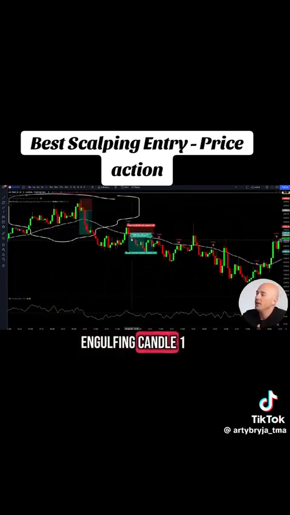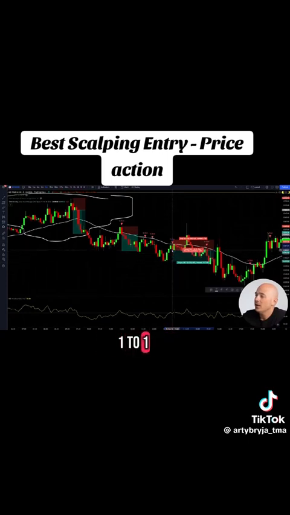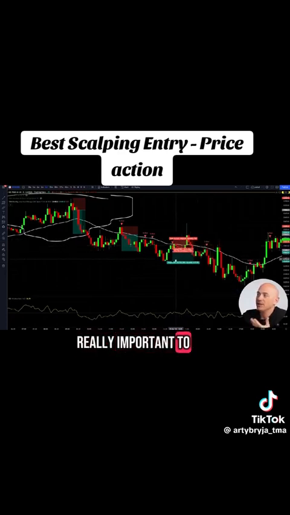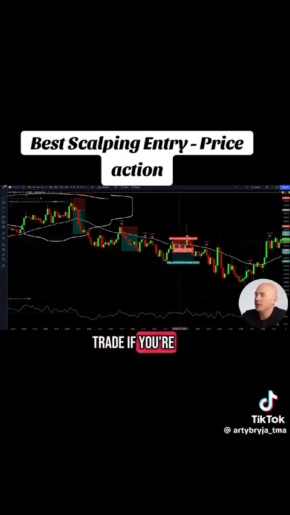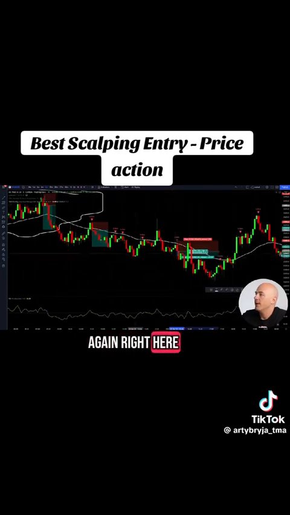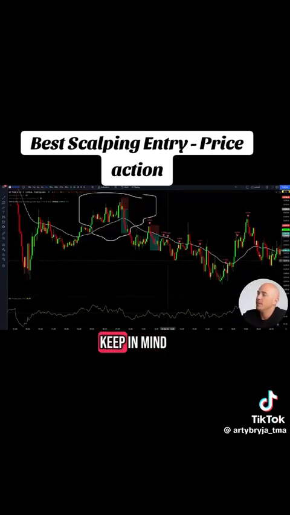Again, engulfing candle, 1-to-2 risk to reward ratio. This one was really, really close. This one would have been a 1-to-1 risk to reward ratio and you would have been stopped out anyway. So that's why it's really important to see if your price target is actually worth you risking the trade. If you're only getting a 1-to-1, it's not really worth risking 1% if your target is that close. Again, right here, that swing low, very, very small, and the stop loss is bigger. So don't take that.